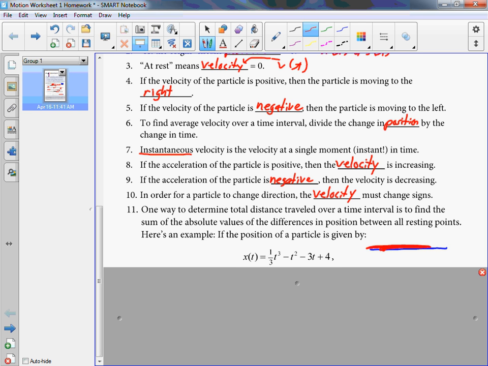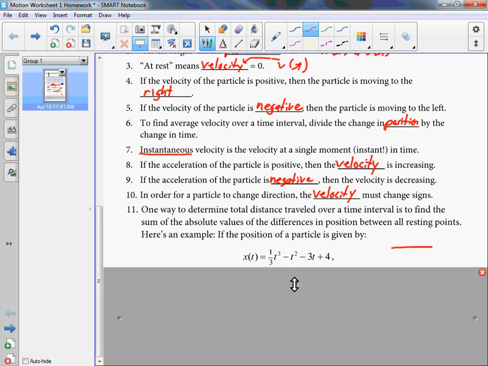Its total distance traveled is not 0. Its change in position is 0. But its total distance traveled is not 0. So, how do we account for that? Well, we can measure the distance traveled from where it starts to where it goes to rest.